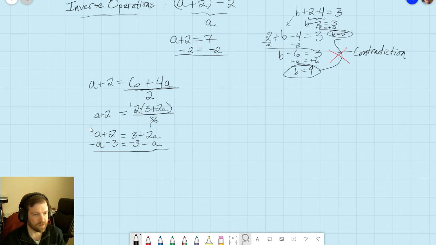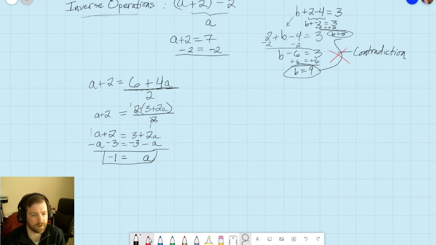Okay, so now our a subtract a is going to be 0. 2 subtract 3 is going to be negative 1 equals 3 subtract 3 is 0. And 2a subtract a is 1a, so just a. So a equals negative 1 from your above case.